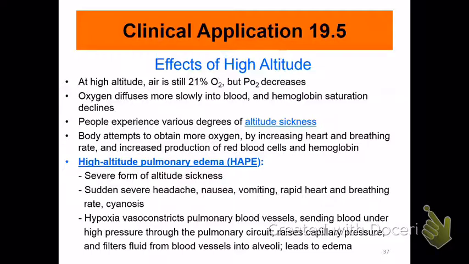So at high altitudes, as you climb, there's still 20% oxygen, but the pressure of the oxygen decreases. So breathing becomes more difficult. Because remember, it's that atmospheric pressure that pushes the oxygen in. Oxygen diffuses more slowly into the blood, so people get sick. The body attempts to obtain more oxygen by increasing heart and breathing rate, but it doesn't work because the pressure isn't high enough.